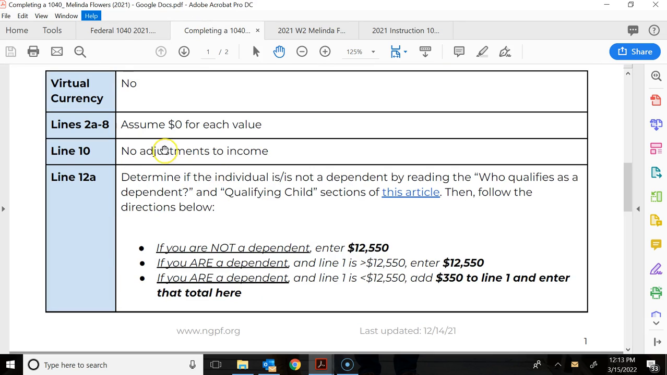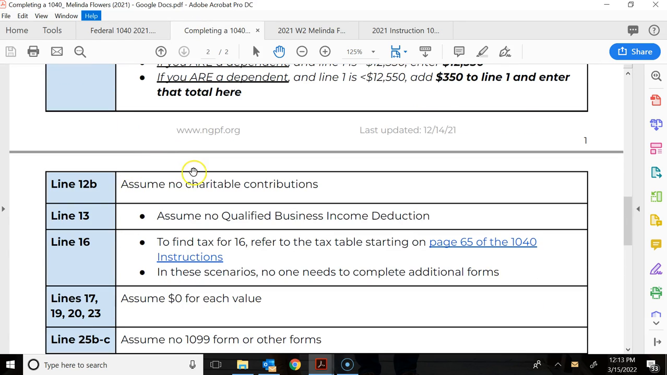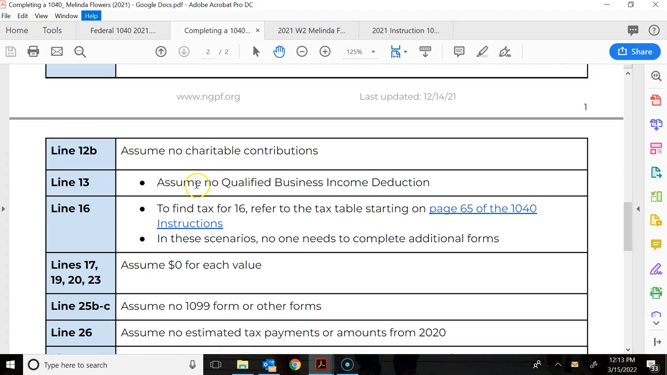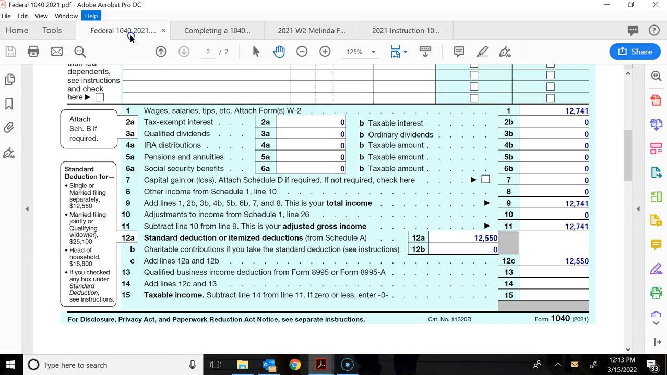Our cheat sheet tells us for 13, we already did 12B, that we assume no qualified business income deduction. So we are going to put a 0 there. For 14, it says add lines 12C and 13, so we're left with that $12,550. For line 15, it talks about taxable income, and it's asking us to subtract line 14 from line 11. If 0 or less, enter a 0. So if we subtract $12,550 from $12,741, we are left with $191.